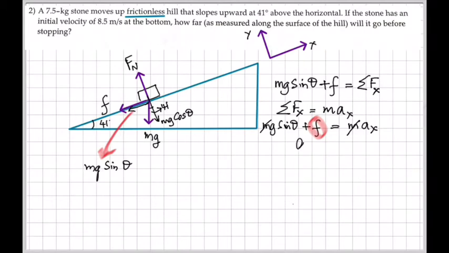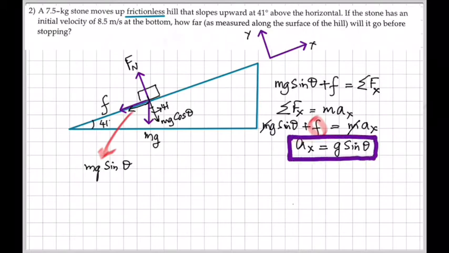So always remember, if there is no friction, this is a very good formula for you to remember. If there is no friction, ax is equal to g sine theta. Technically, negative g sine theta because it's down. You see that? But just taking the absolute value, that's good for you to remember for any inclined plane. Ax is g sine theta.